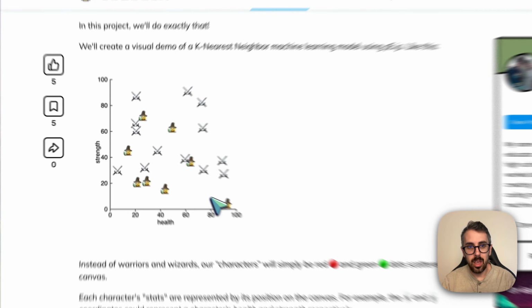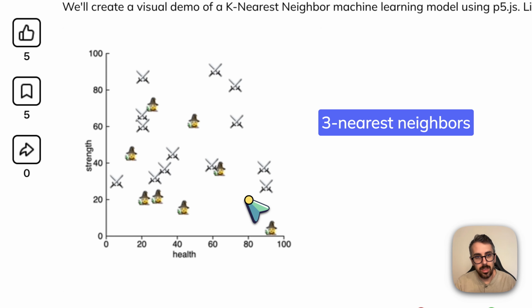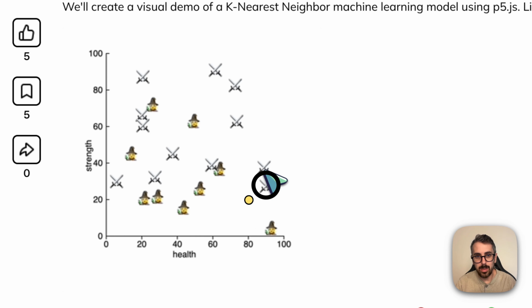Imagine I put my mouse on 80 health and 20 strength. Well, what the K-Nearest Neighbor model is going to do is look at the K nearest neighbors to that point. Let's say K equals 3. In this case, the three nearest neighbors: it's definitely this point, this point's the second closest, and the third closest point is either one of those. It's probably this guy, but it looks kind of close.